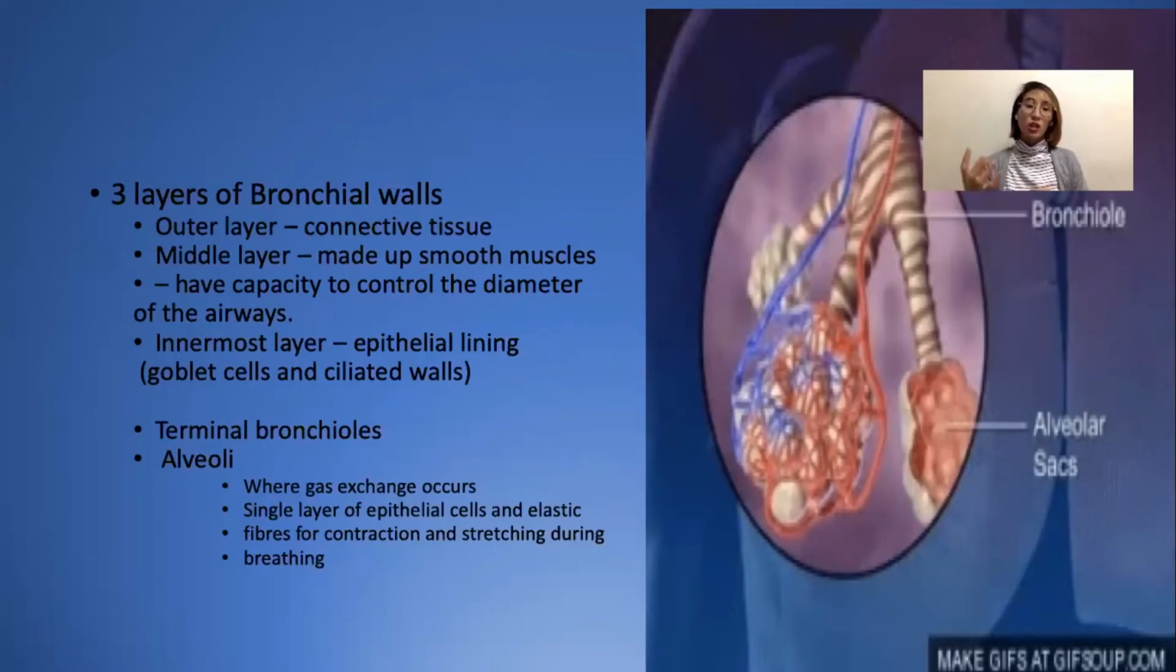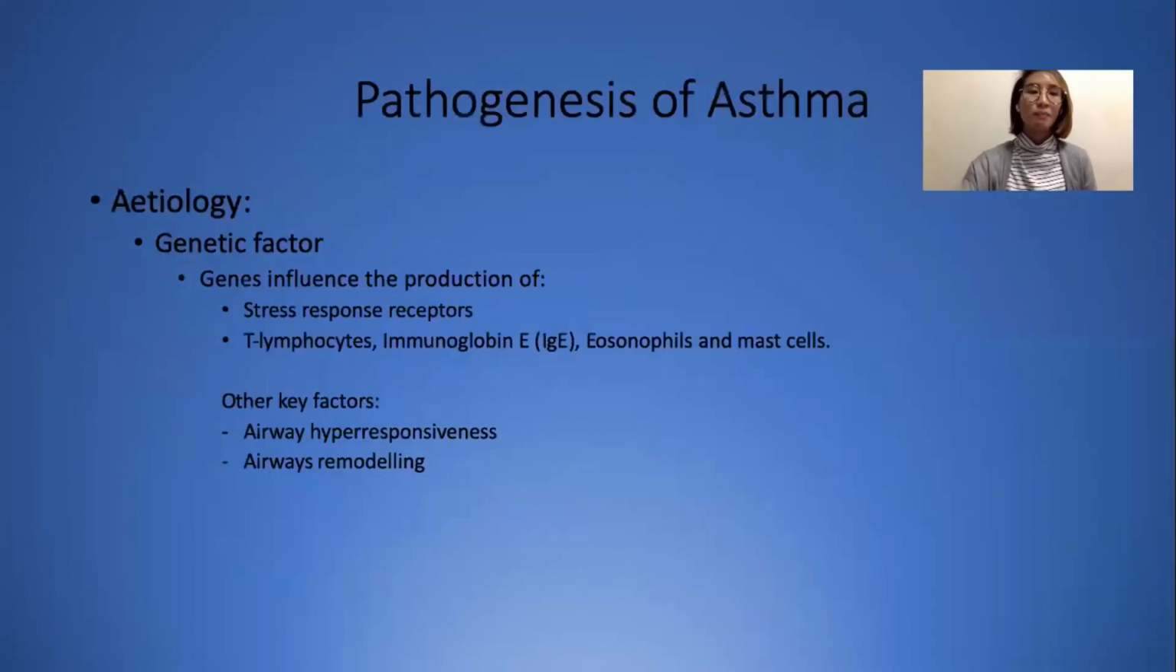Moreover, each terminal bronchus leads to an alveolus, a cluster of microscopic air sacs where gas exchange occurs. The alveolus wall has a single layer of epithelial cells and elastic fibers that contract and stretch during breathing. So these are the parts that are mainly affected in asthma.